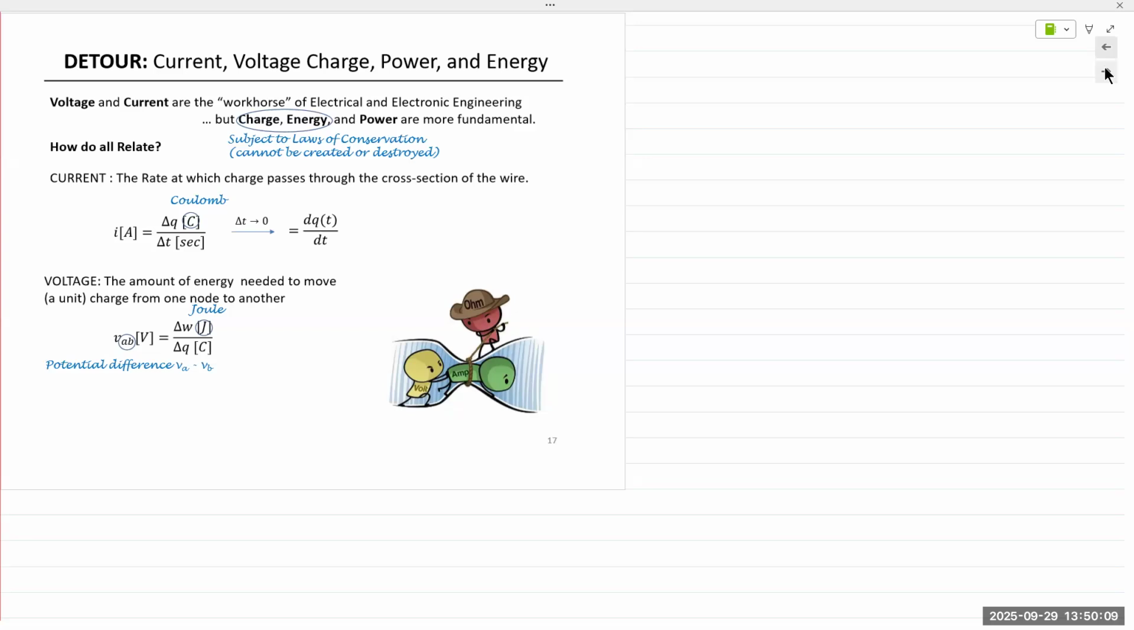Charge is also a fundamental quantity. We are all familiar with the structure of the atom, the smallest structure that physics and science knows as of today. An atom is comprised of a nucleus which has positively charged protons and neutrons, and negatively charged electrons orbiting that nucleus. So charge is fundamental. The protons and the neutrons are tightly bound within the nucleus. Electrons are free to move around.